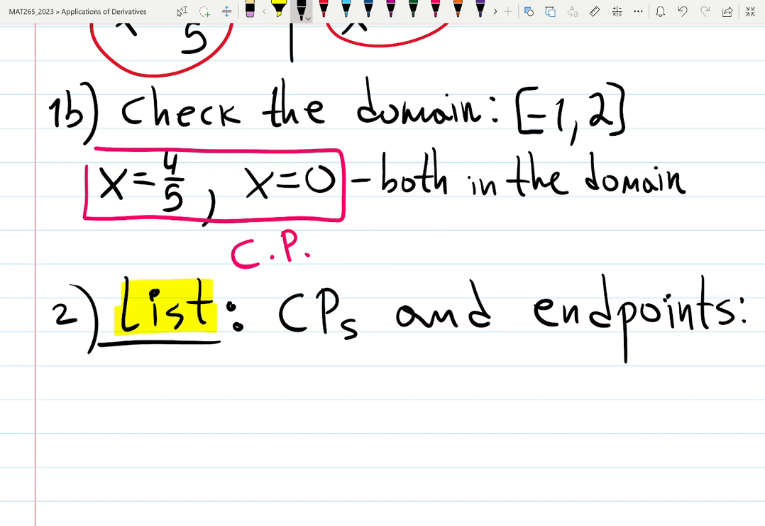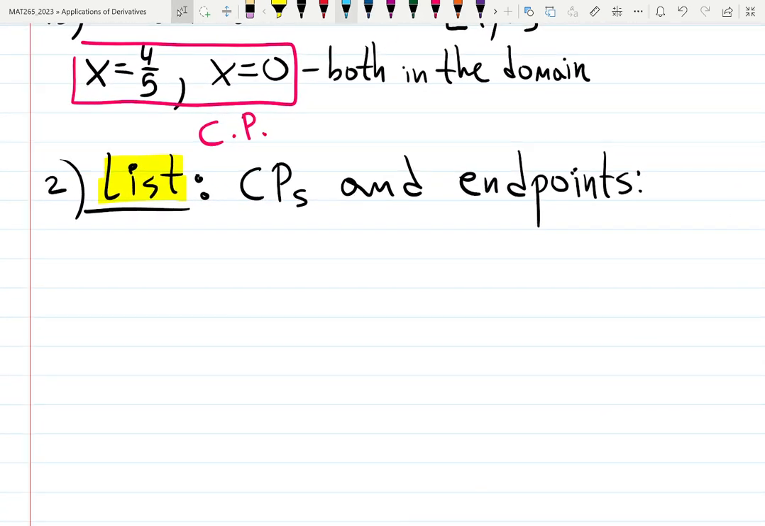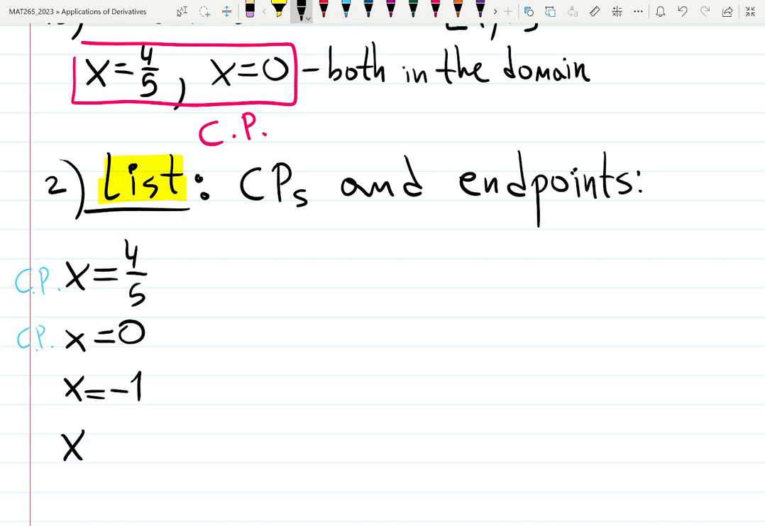Minus 1 and 2. Endpoints are the endpoints of the closed interval domain, A and B, or x sub 0, x1, and x2, whatever you want to call them. You make this list. The list now has 4 points: 4/5 and 0, which came from the critical points search, and then x equals minus 1 and x equals 2. Those are A and B.